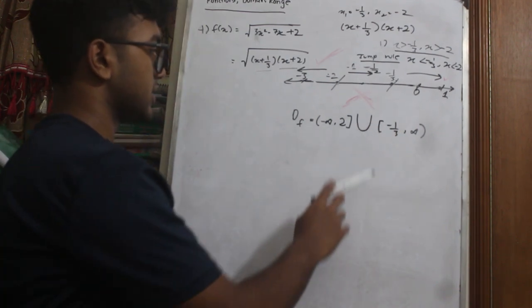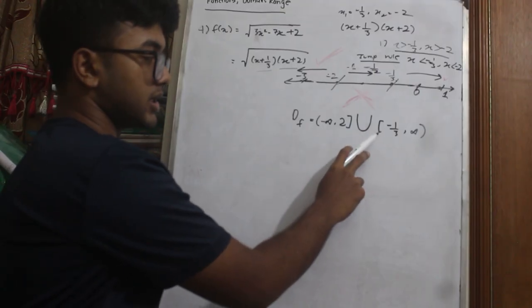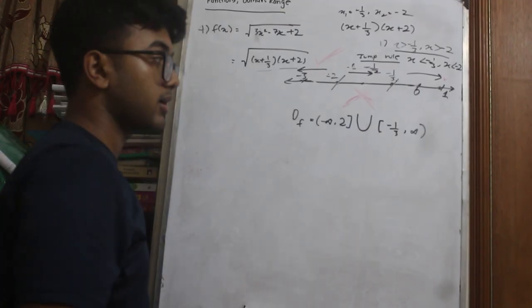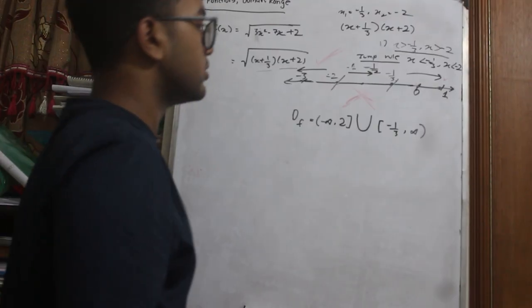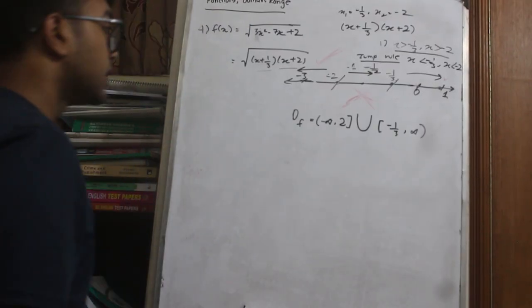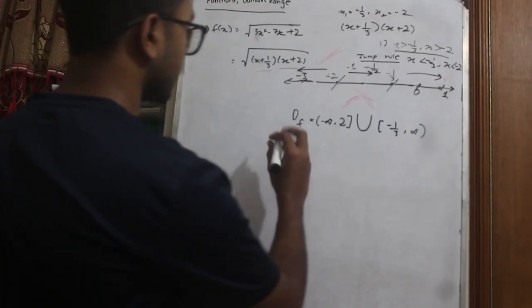The combination of them is the actual answer. And why did we put the third bracket in minus 1 by 3? Because minus 1 by 3 is included in this case. So that's pretty simple, but here's where the neat part comes in.